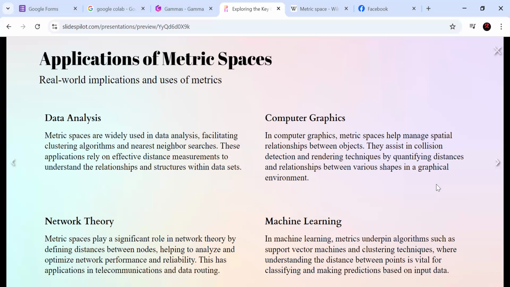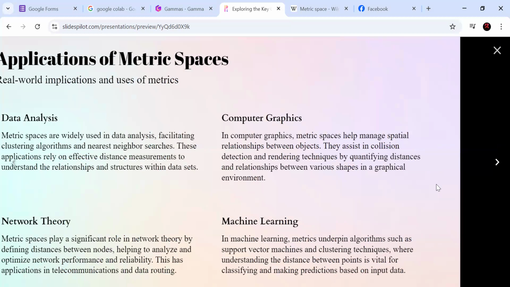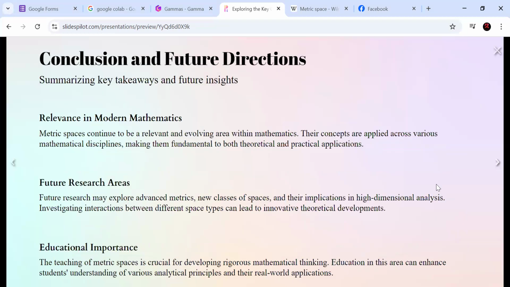So these are the applications; this is an amazing application of metric space. To show conclusion and future direction, summarizing the key takeaways and the future insights. Relevance in modern mathematics: metric spaces contain relevance and are involved in many areas of mathematics. Their concepts apply across various mathematical disciplines, making them fundamental to both theoretical and practical applications.